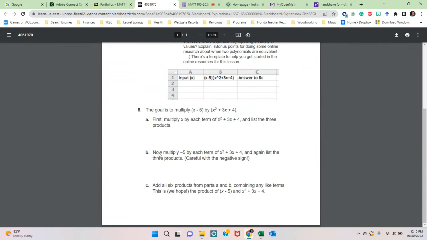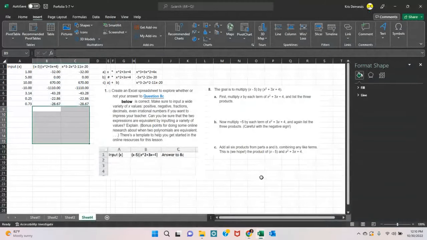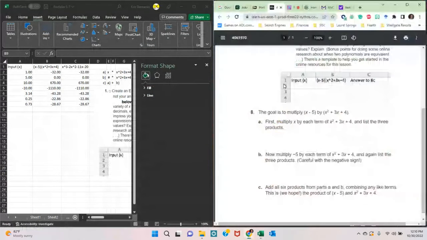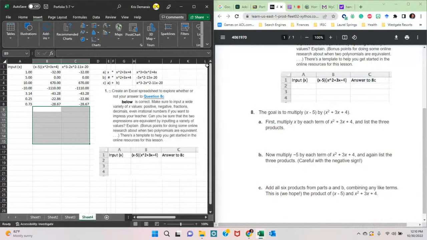For B, it says now multiply -5 by each term. Now I'm going to go ahead and build this through one that I've already created, so I'm going to explain this one. In the last couple portfolios, I explained how I built it. So here, this answers question 8A: multiplying this times this gives you this.